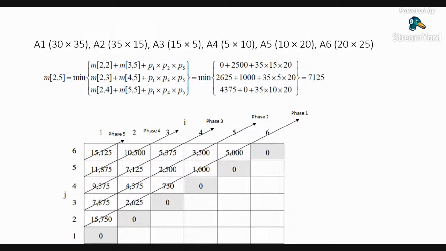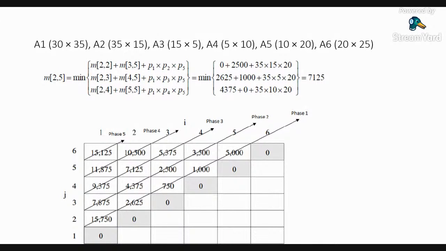What does it mean, or what is the difference between the computations performed in phase 1 and phase 2? In the computation performed in phase 1, the difference between i and j was set to 1. Here, what were we computing? We were computing M12, M23, M34. The difference between i and j is 1. But in phase 2, what are we computing? We are computing M13, M24, M35, and so on.